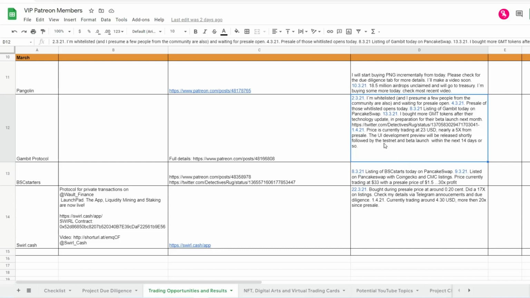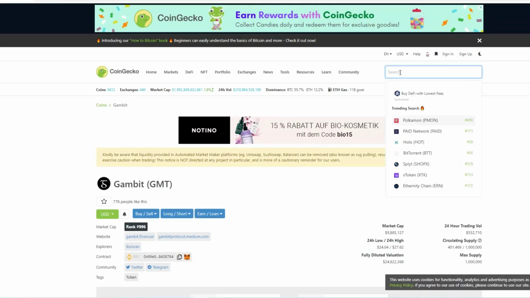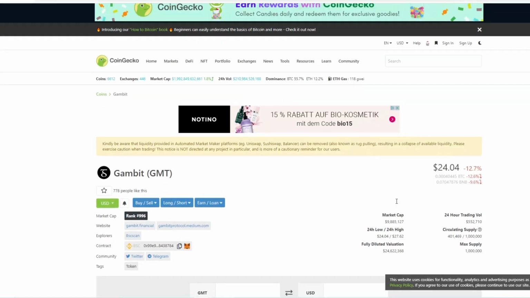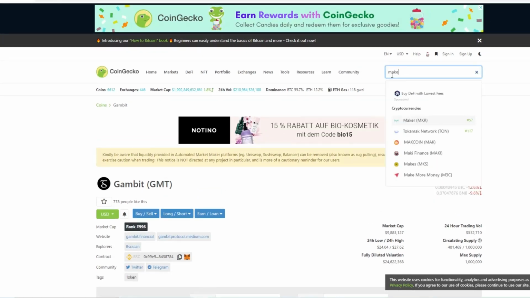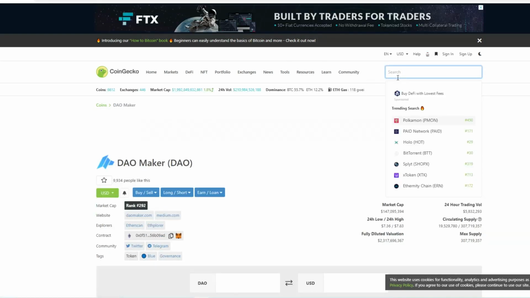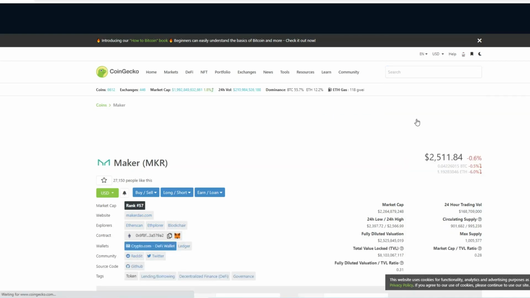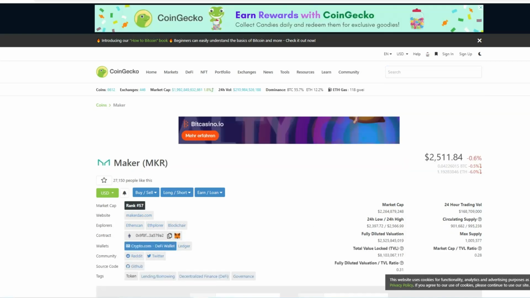So we're keeping posted with that whole process. Personally, I believe there's so much upside potential. They may be competing with the MakerDAOs of the world. So they have a market cap right now of $9-10 million. MakerDAO has a market cap of 2.2 billion.